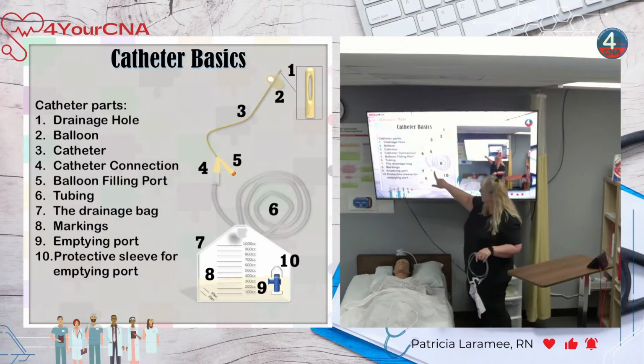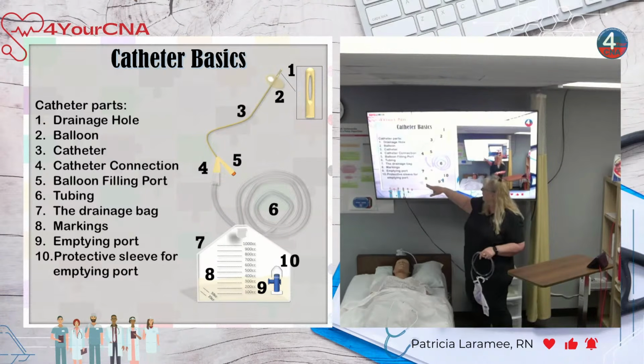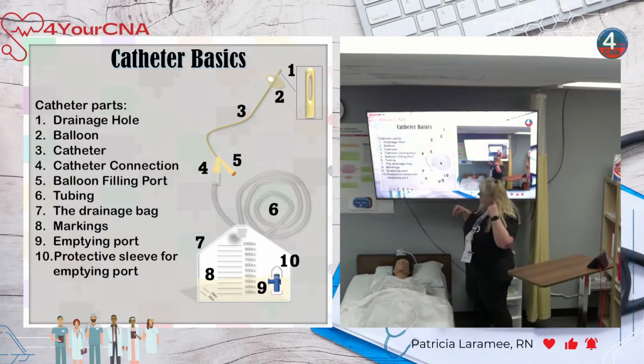The bag has what we call eyeball measurements. We don't use this to measure. This is just a rough estimate. It has like four little teeny tiny rough estimate measurements. And then we have an emptying port and a little house that emptying port lives in.